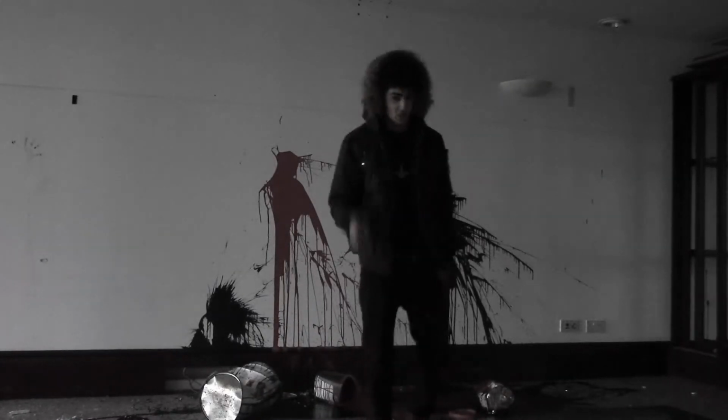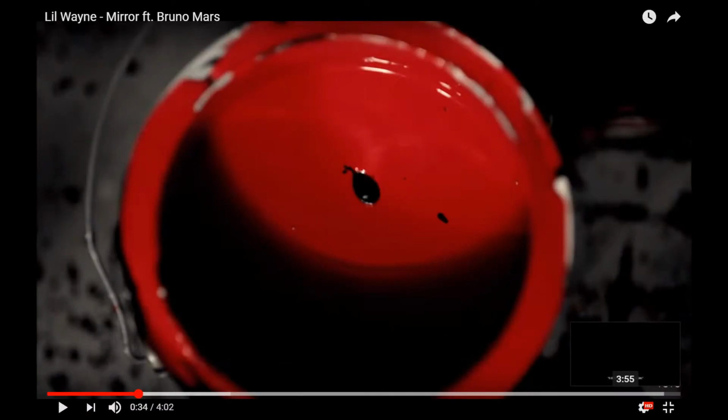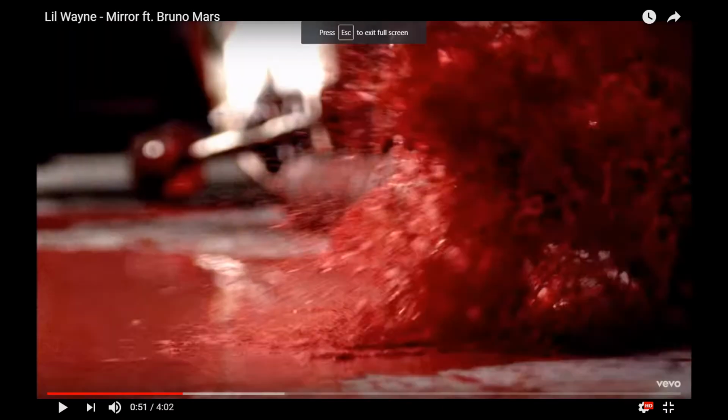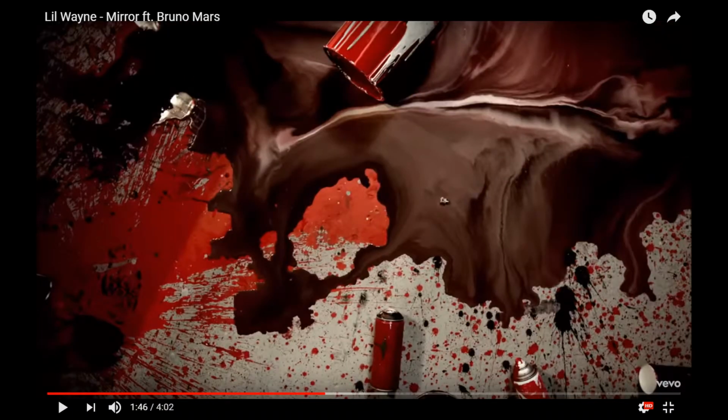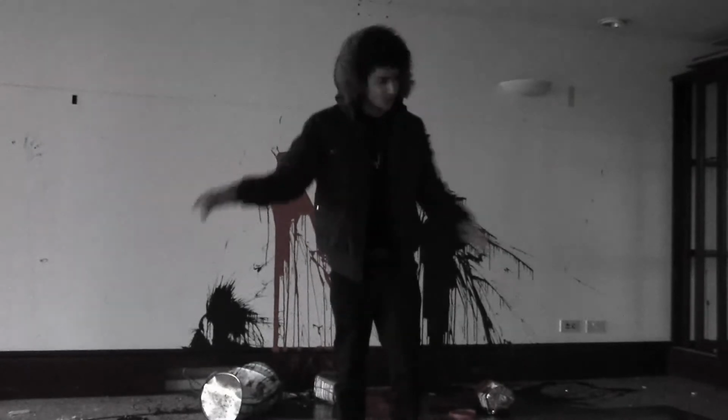We found a room with paint cans and splashes over the floor and walls. I remember watching Lil Wayne's Mirror music video. He used paint for imagery to represent his messy past. This gave us the idea to use the paint. We wanted it to be metaphoric for our character's messy and dark past.